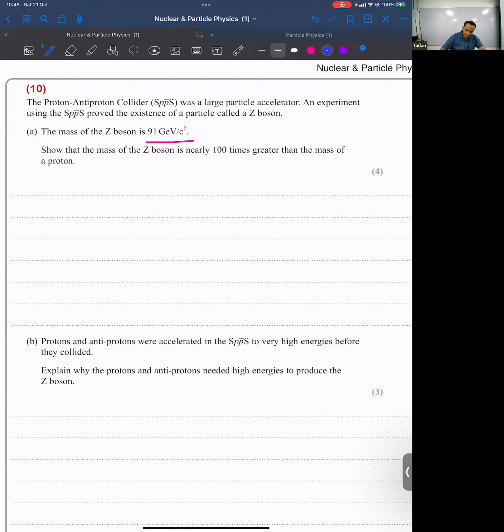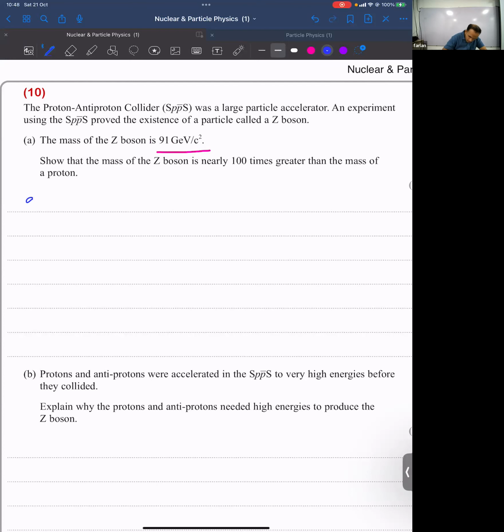So 91 giga electron volts over c squared will be 91 into 10 to the power 9, to convert giga electron volts to electron volts, into 1.6 into 10 to the power minus 19, over c squared, which is 3 into 10 to the power 8, squared. This gives the mass in kilograms.